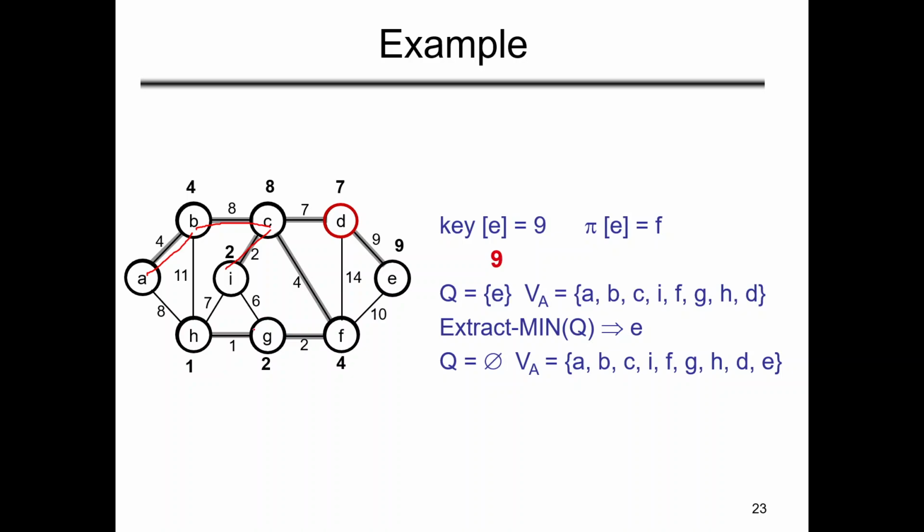and then C to F, and F to G, G to H, C to D, and D to E. This is going to be the final minimum spanning tree. The minimum spanning tree is nothing but the one which connects all the vertices with the least weighted edges. You can see here A to B is 4 and B to C is 8 and C to I is 2 and then C to D is 7, D to E is 9, C to F is 4 and F to G is 2 and G to H is 1. This is the minimum spanning tree.